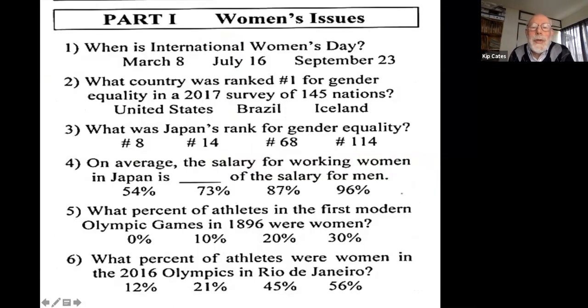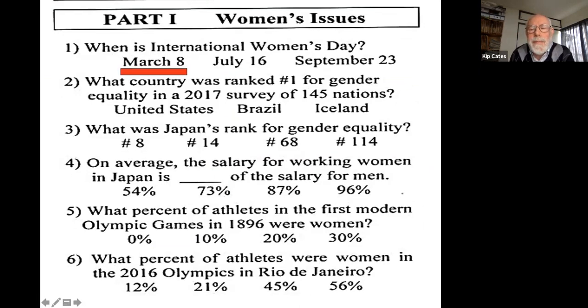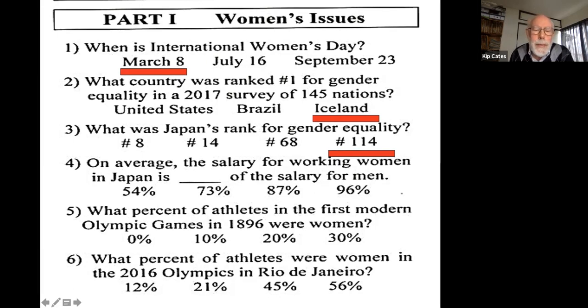Here, a short quiz. Number 1, when is International Women's Day? Anybody know? Answer is March 8th, right? Question 2, what country was ranked number 1 for gender equality in a 2017 survey of 145 nations? Answer is Iceland. Question 3, what was Japan's rank for gender equality? Japan was 114. On average, the salary for working women in Japan is what % of the salary for men? Sadly, it's still low, about 73, 75%.